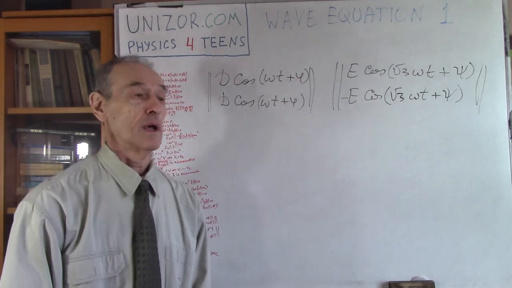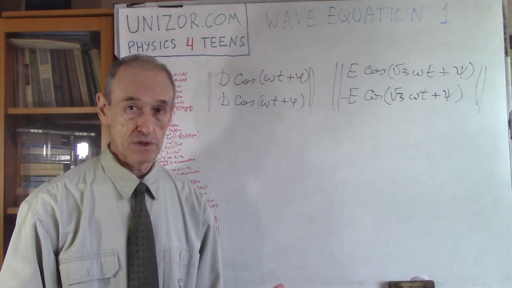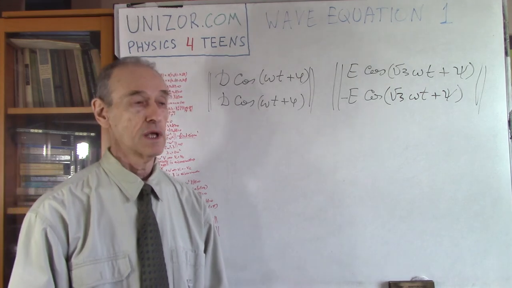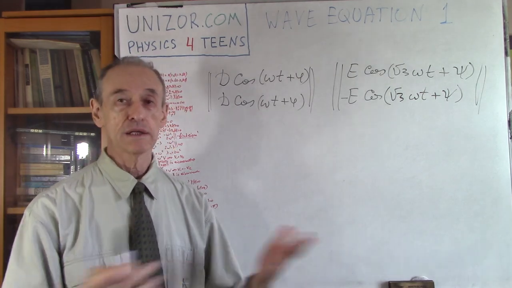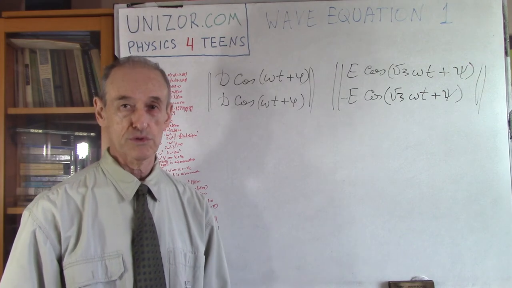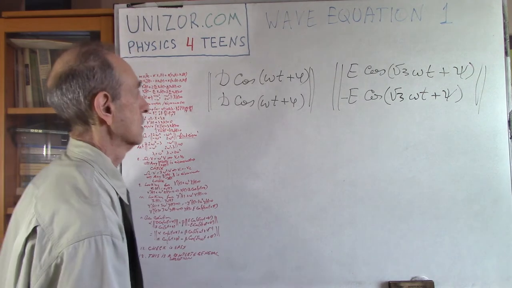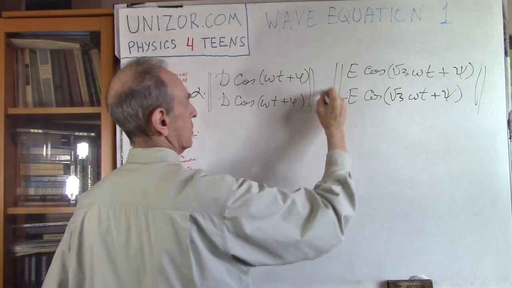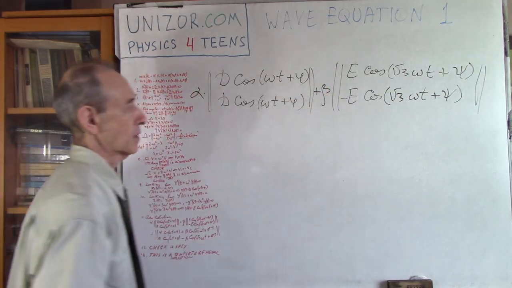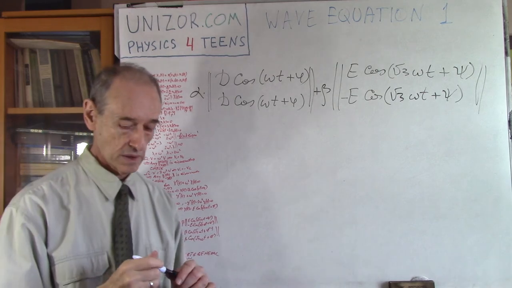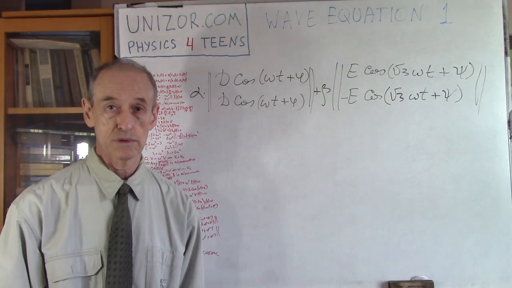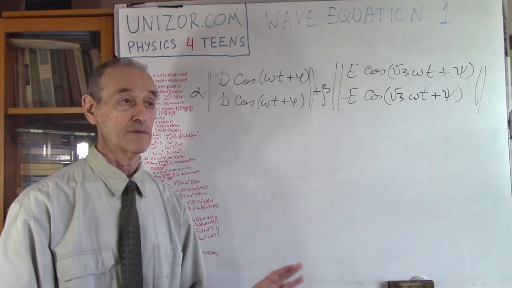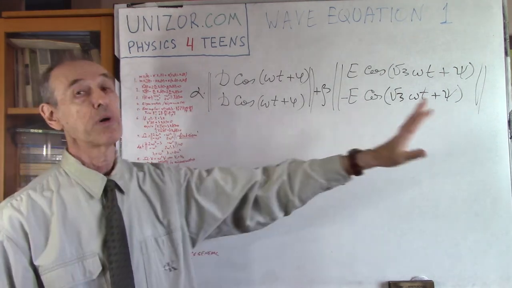Now, if I have two partial solutions to a system of linear differential equations, obviously any linear combination of them would also be a solution, right? So if I multiply this by alpha and this by beta and add them together, that would also be a solution. Now, it's another story whether this represents all the possible solutions.